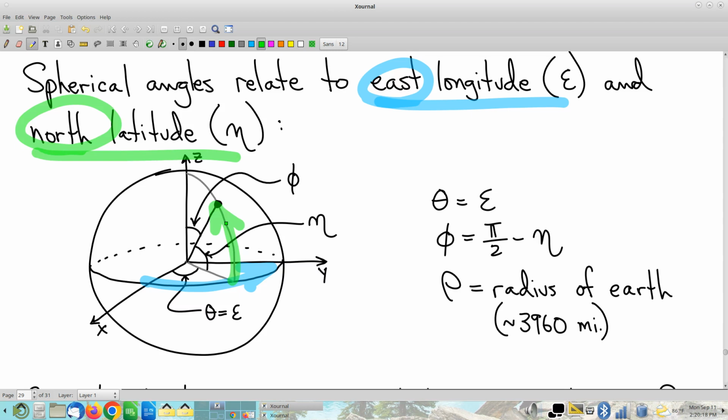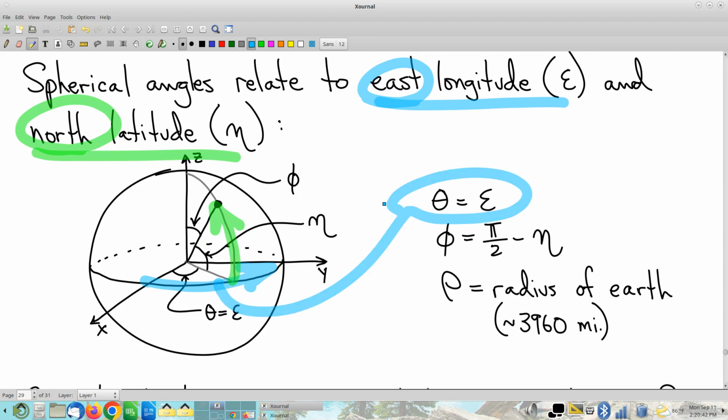Hopefully that looks familiar. By the way, of course, you can also talk about west longitude. Everything in the United States is west longitude, right? But I'm just going to view west longitude as being a negative value of east longitude, and likewise south is a negative value of north latitude. Okay, with all that said, check it out. Pretty easy pitch just from this picture.